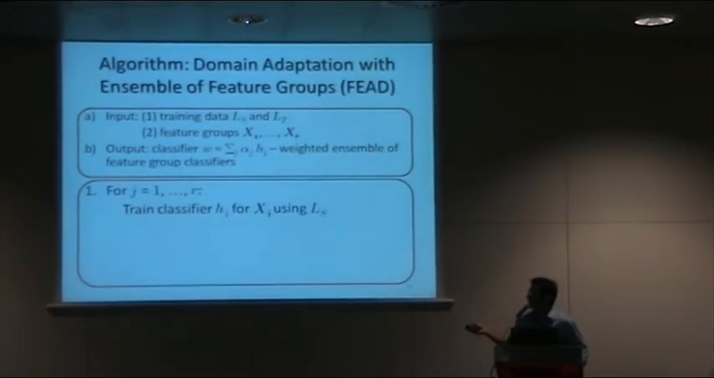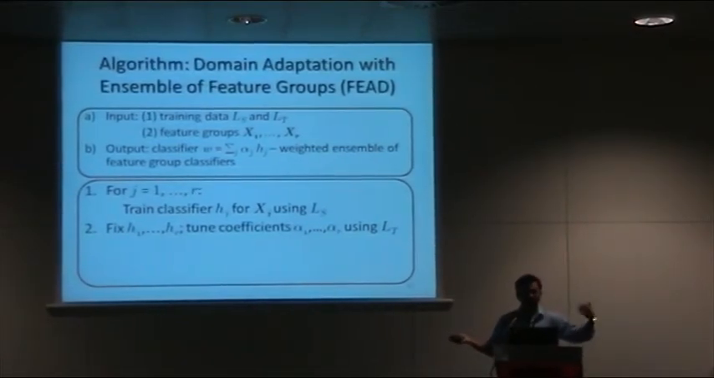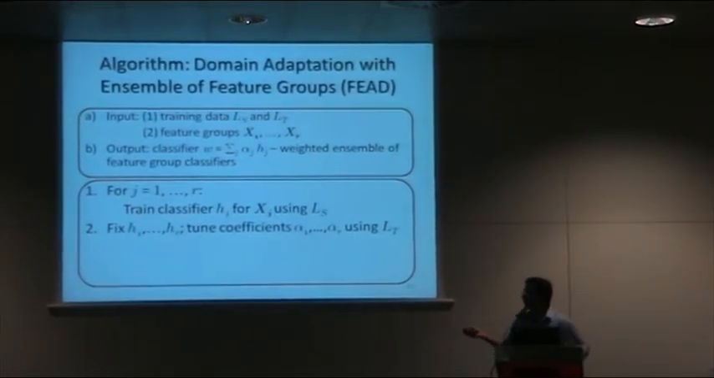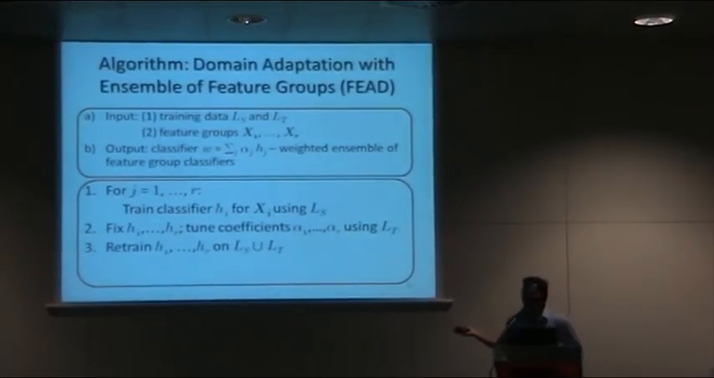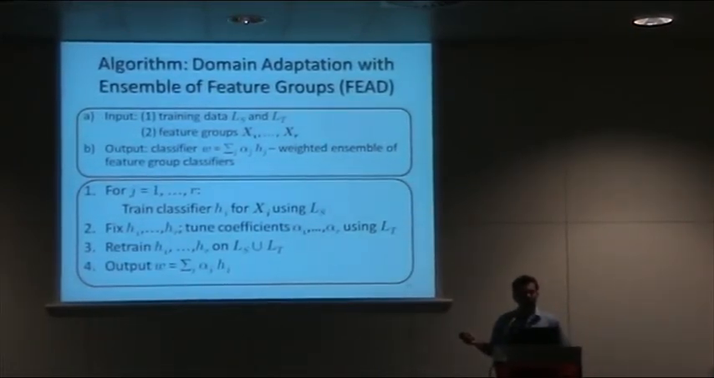For each feature group, train a classifier hj on the features using just the labeled source data. Then you fix these classifiers h1 to hr, and you tune the coefficients alpha 1 to alpha r by minimizing some loss on the labeled target data. Once you have learned these coefficients, you retrain the classifiers on both source and target data. And that's it. You output the ensemble, which is just a weighted combination of all these classifiers. And this is our algorithm.